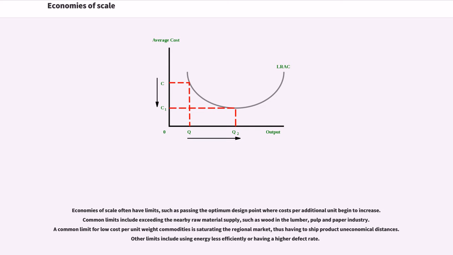Economies of scale often have limits, such as passing the optimum design point where costs per additional unit begin to increase. Common limits include exceeding the nearby raw material supply, such as wood in the lumber, pulp and paper industry. A common limit for low cost per unit weight commodities is saturating the regional market, thus having to ship products on uneconomical distances. Other limits include using energy less efficiently or having a higher defect rate.